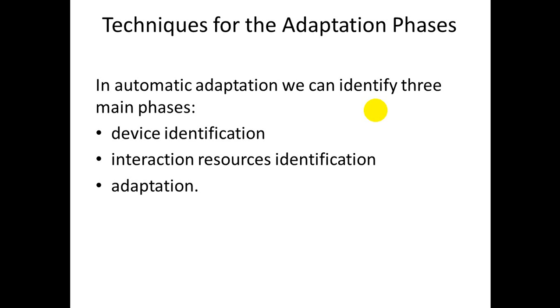Technical for the adaptation phase. There exist three main adaptation phases: first of all device identification, then interaction resource identification, and adaptation. First is the device identification, which can be performed on the server or client side. In the server side case, usually the user agent detection in the HTTP protocol is carried out.